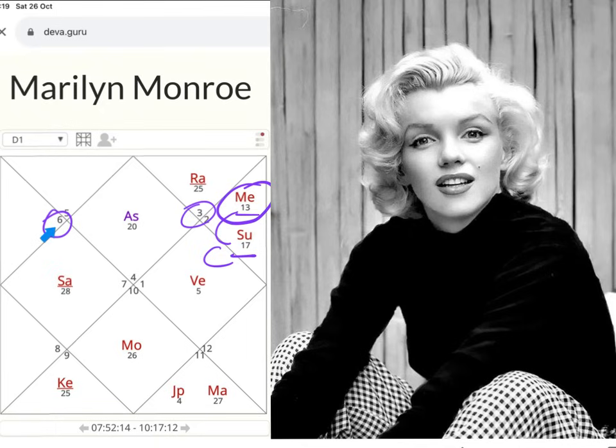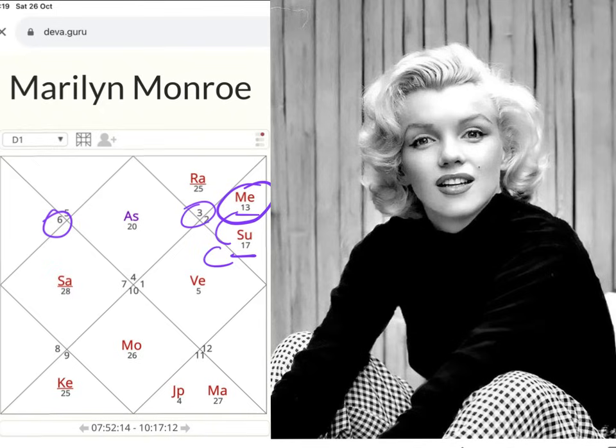Now, the third house is siblings. Combustion of the lord, Mercury, is going to affect connection to them. She had quite a few half-siblings. She didn't ever know them, apart from one particular half-sibling called Bernice, who was an elder sister.